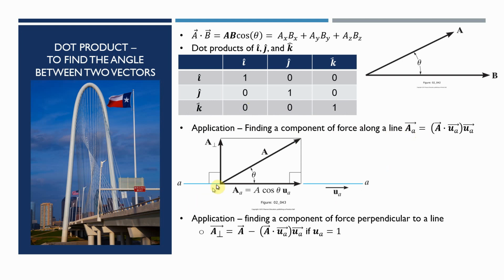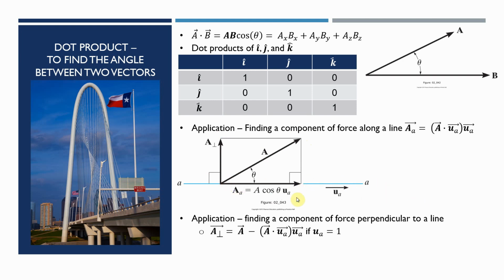Components of force along line A, and sometimes you want to do this. You have a bearing or something, and you pull on it with a certain force, and the bearing is constrained to move along a line. And so you want to know what is the force along that line. If A was absolutely perpendicular to the line, it wouldn't move.